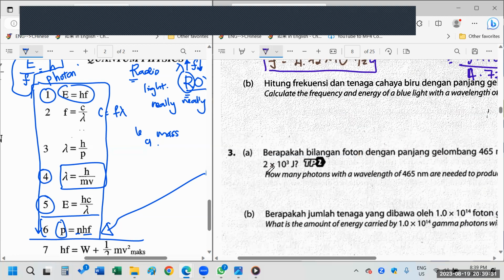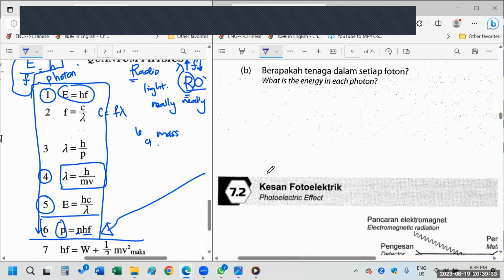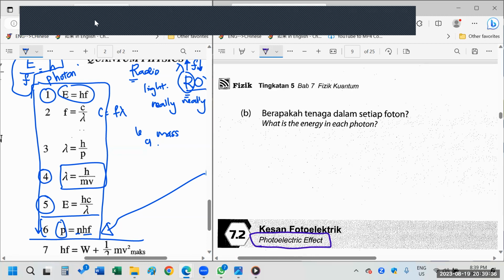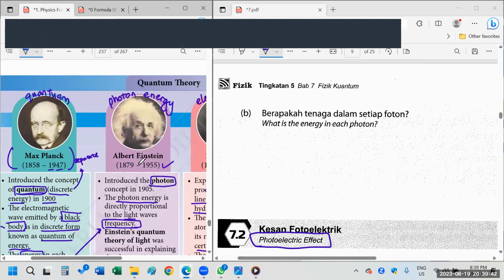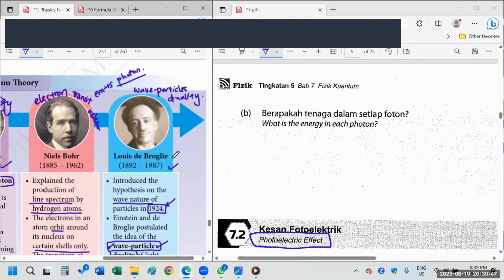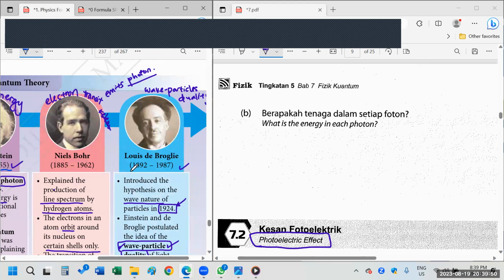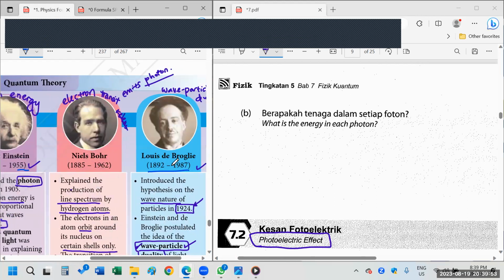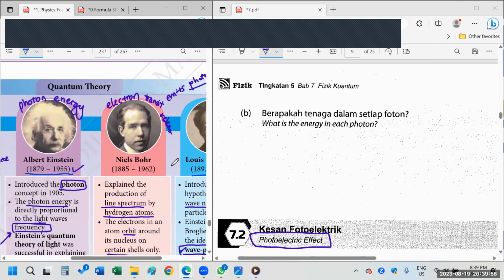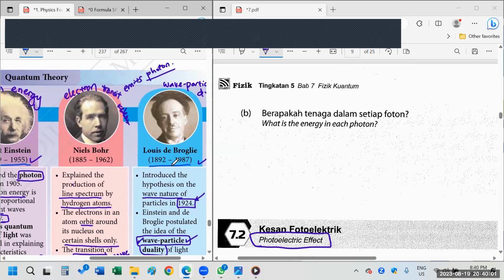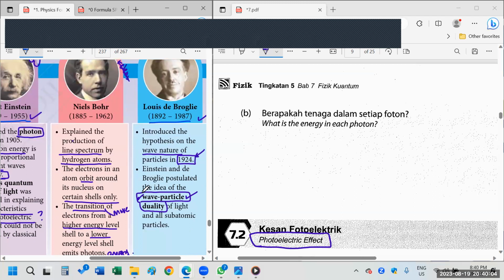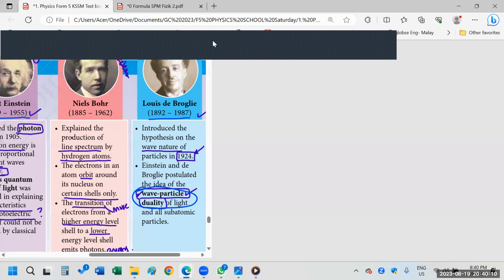Okay, before we proceed, let me tell you a funny story about Einstein and De Broglie. Einstein is here, from 1879 to 1955. De Broglie is 1892 to 1987. They had an argument about De Broglie's wave-particle duality. What is wave-particle duality?